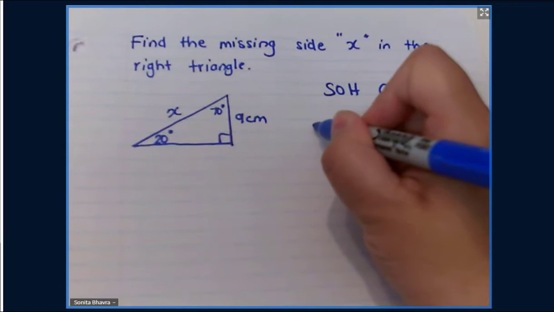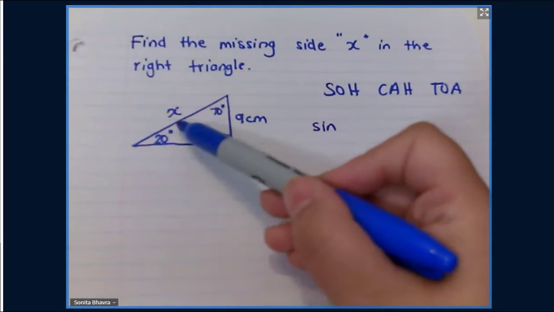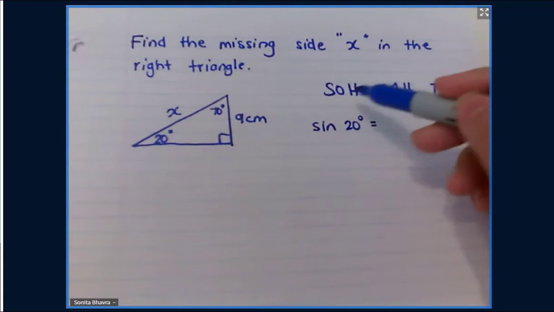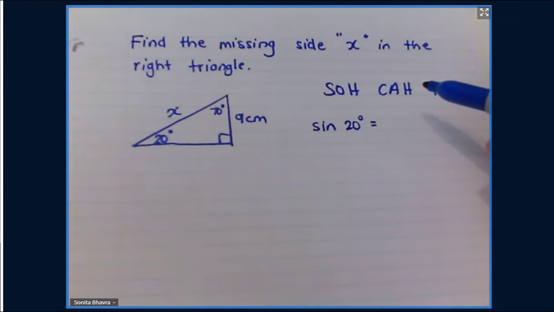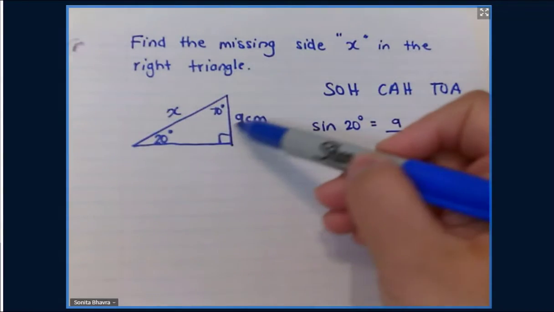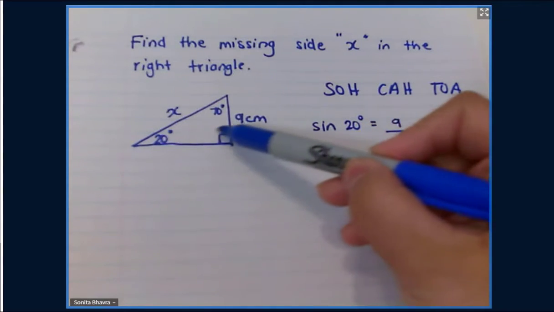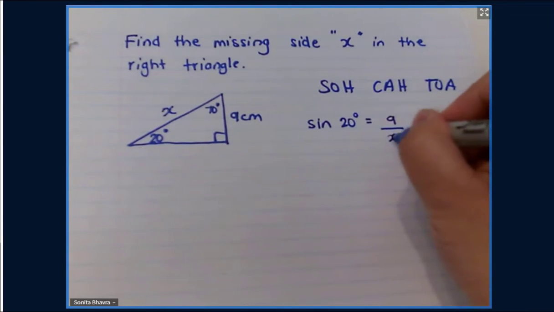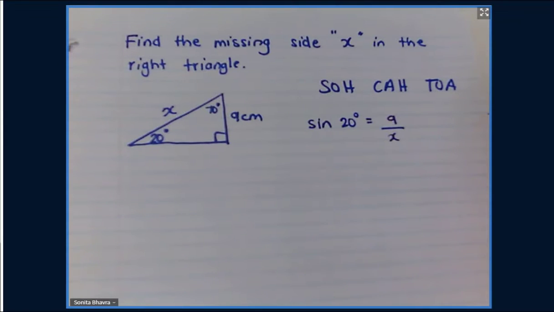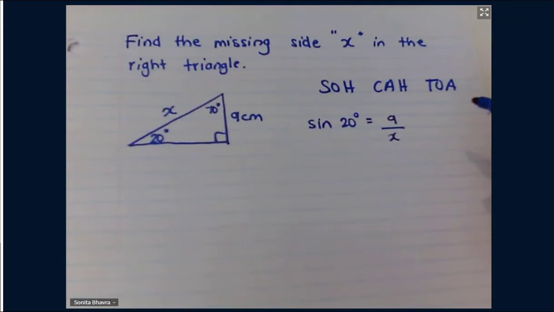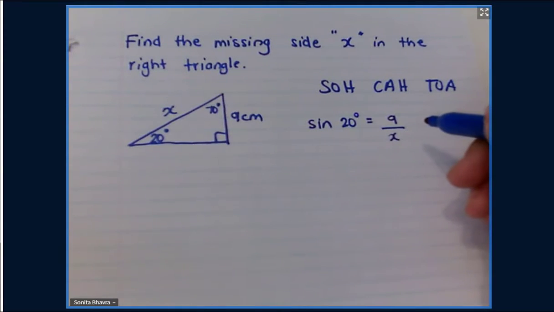So sine, and we'll use sine of 20. So sine of 20 is opposite over hypotenuse. Opposite is our 9 centimeters. So right opposite from 20 degrees is 9 centimeters. And our hypotenuse is what we're trying to find, so x. So we can see here that we have enough information to solve for x using our sine 20 ratio. So let's continue then.